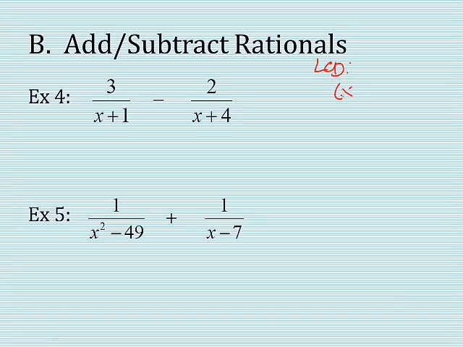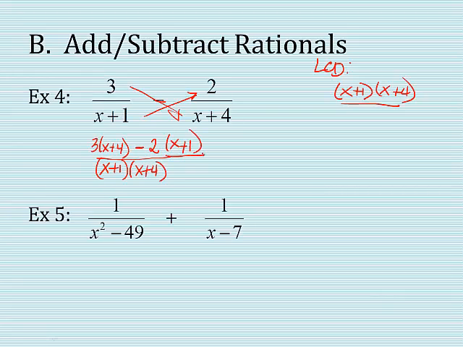Well, it's going to have to be the x plus 1 times x plus 4. That whole thing is my least common denominator. But in order to get there, I have to multiply to get that common denominator. So my common denominator is going to be x plus 1 times x plus 4. Alright, but to get there, I have to multiply the 3 times x plus 4 minus, because there's a minus sign between, the 2, and the 2 has to be multiplied by the x plus 1 in order to get the common denominator. Then I distribute and reduce.